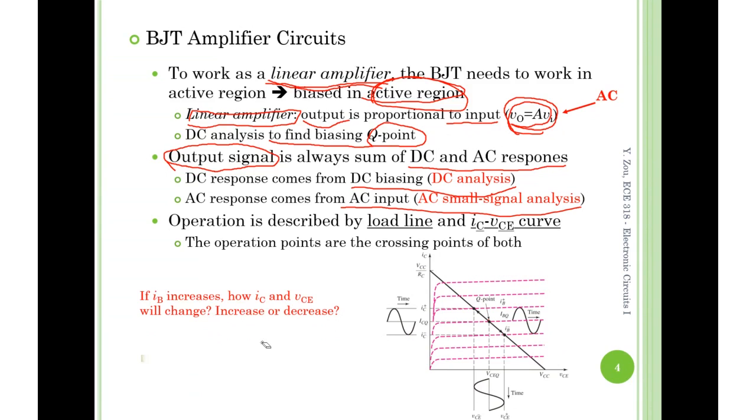So if we increase the IB, how will IC and VCE change? We have discussed this already, right? We increase our IB, the intersection point between the load line and IB curve is moving what? It's moving towards the left, or say upper left, right? Upper left, towards this way, causing VCE to decrease and IC to increase.